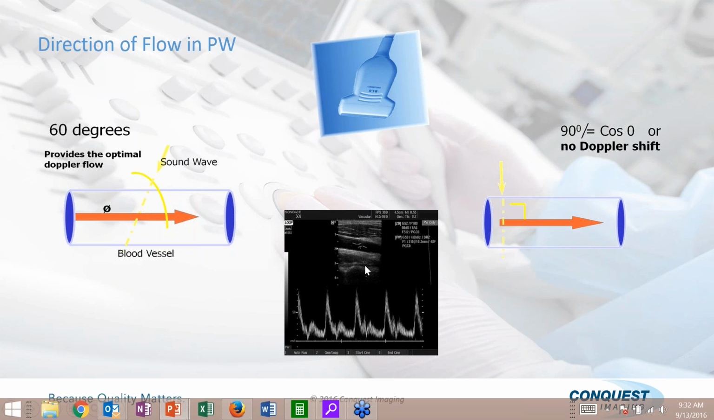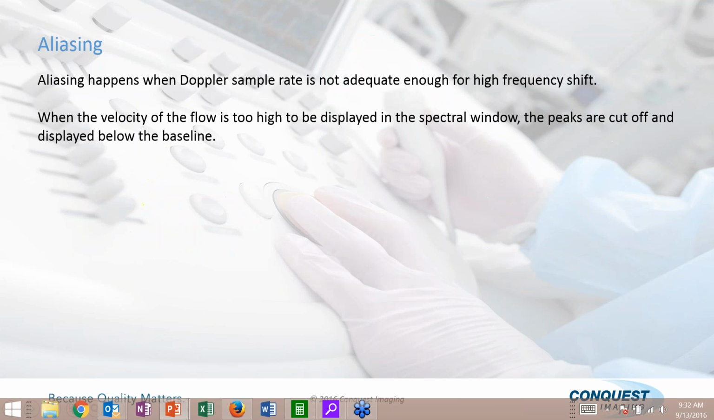That is the optimum angle, but that's in a perfect world. The ultrasound sonographer will try and adjust that beam to 60 degrees. They'll get close, but there are tools that the ultrasound system utilizes to compensate for angles that are not 60 degrees.